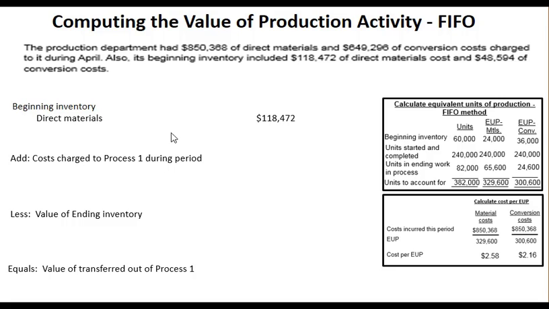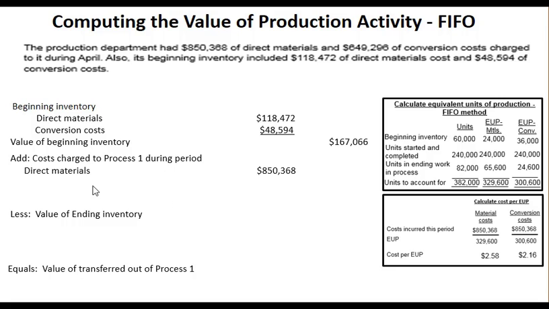So basically, with all the information on this slide, we can do this calculation. I'm going to start out with my beginning inventory balance, and I'm told that my beginning inventory balance included a balance of $118,472 for direct materials and $48,594 for conversion costs. When I add them together, my beginning inventory value was $167,066.